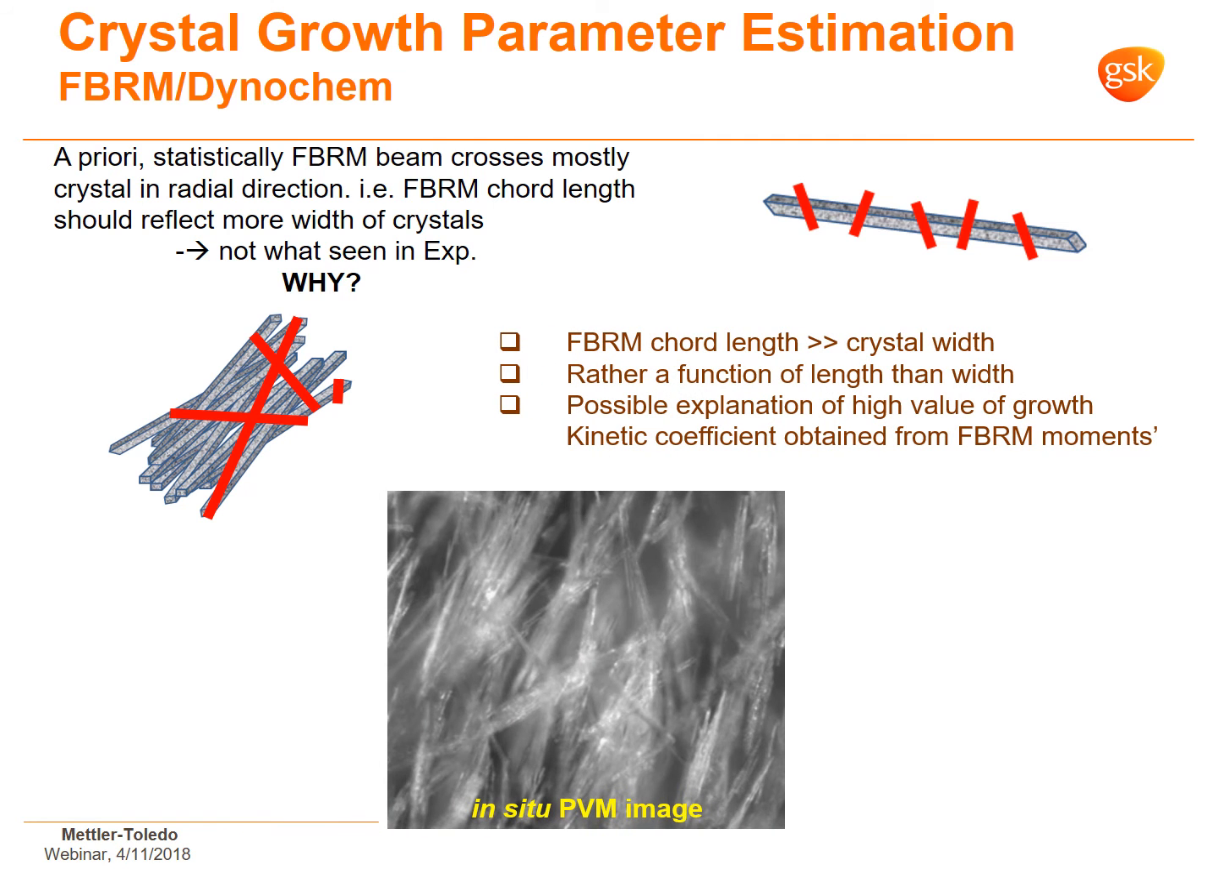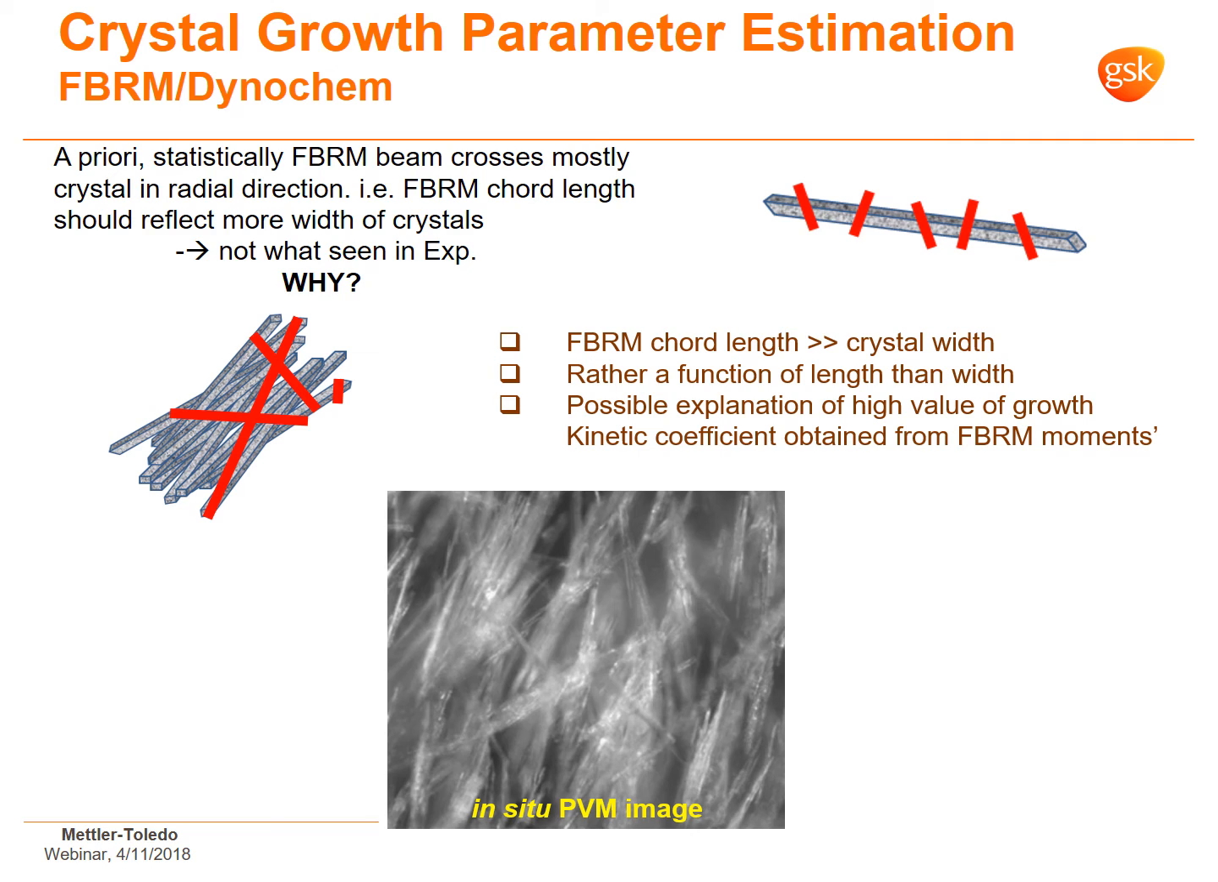We end up having the beam of the FBRM crossing in multiple directions, but what's going to happen mostly is going to reflect the length: the chord length will be much higher than the width. It's going to rather be a function of the length than the width, and that may be a possible explanation for the high values you obtain with the FBRM measurements. And in situ with the PVM image, this is essentially what it looks like.